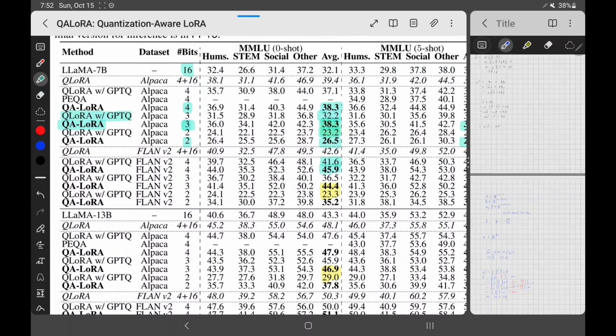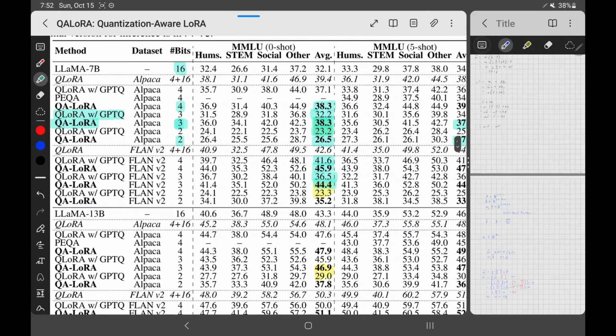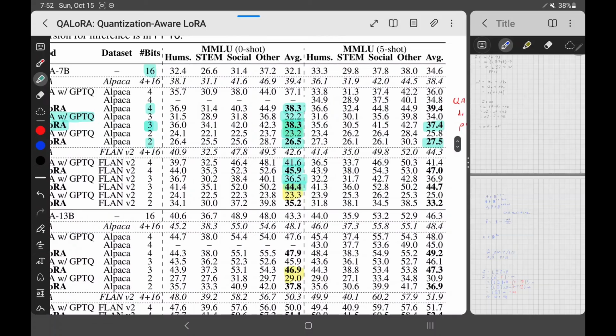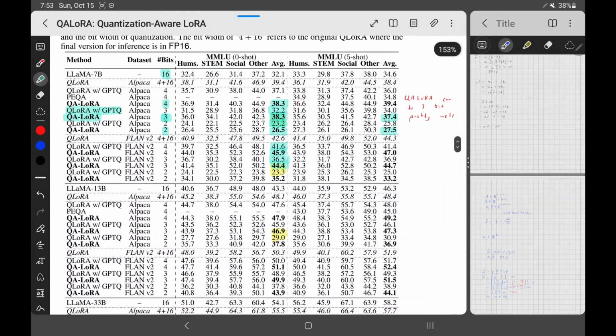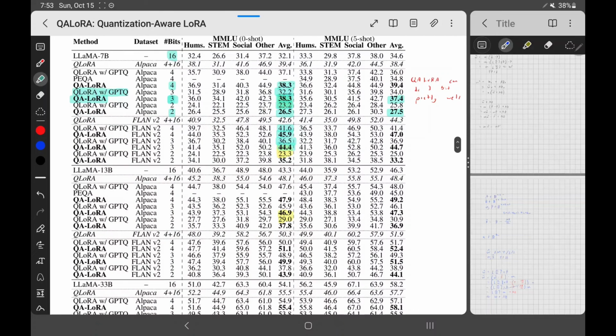QA-LoRA does better than QLoRA with 4 bits, but the difference really shines with 3 bits. I think with 3 bits, it's a massive difference for most of these. QLoRA does not do well with 3 bits. QA-LoRA does, and it does okay with 2 bits. Imagine having just a 2-bit model inference.